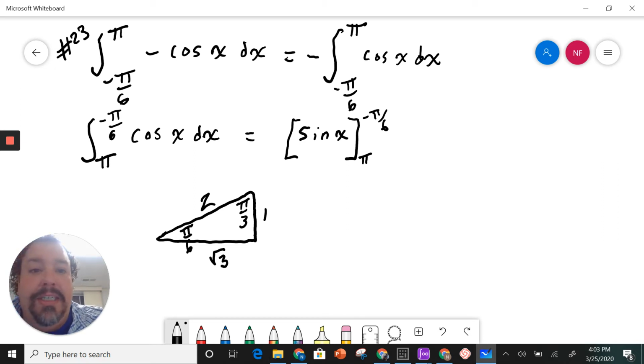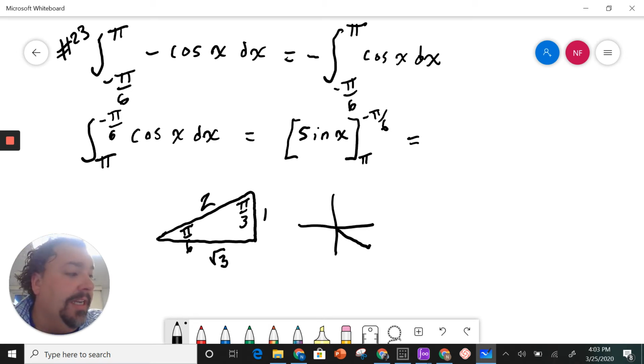And if we consider our bounds here, first off, we have to do the upper bound, negative pi over 6. Well, that's going to be down here. And sine is always going to be negative in the fourth quadrant. So what is sine of negative pi over 6? Well, we can go to this triangle. Sine is opposite over hypotenuse. So the opposite side would be 1, and the hypotenuse would be 2. Since we're down here, it's going to be negative. So sine of negative pi over 6 is going to be negative 1/2.